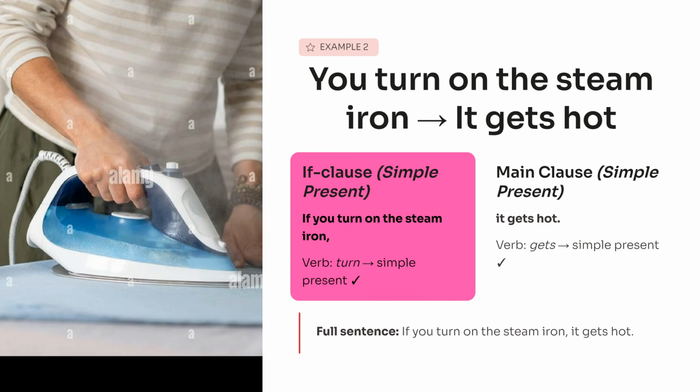Here is example 2. To ask what happens when you turn on the steam iron, the if clause in the simple present is if you turn on the steam iron. The main clause in the simple present is it gets hot. Putting them together, our full sentence is, if you turn on the steam iron, it gets hot.